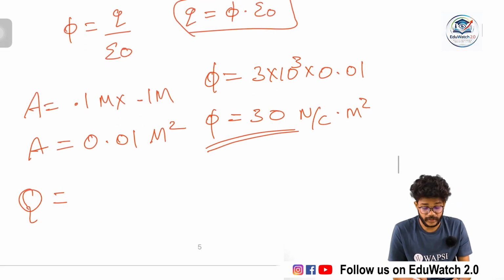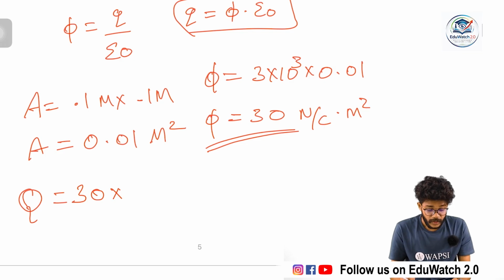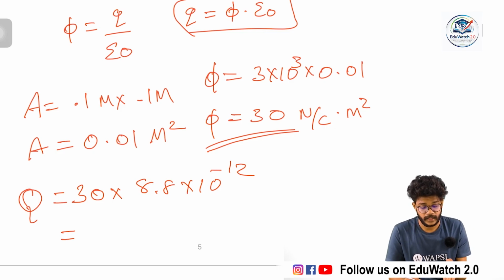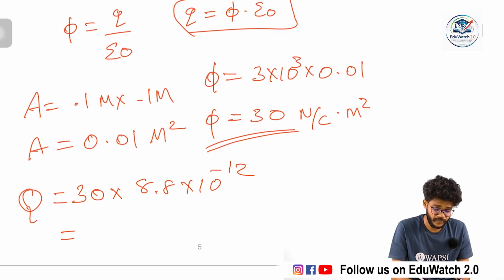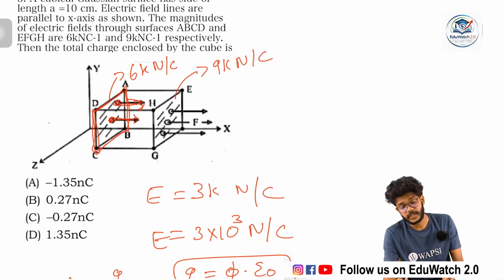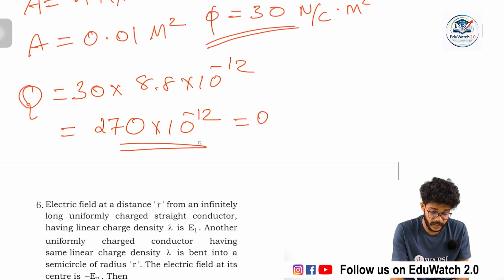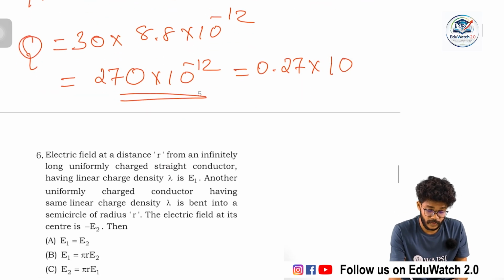Then flux is multiplied by epsilon 0. So the total charge Q is equal to 30 multiplied by the value of epsilon 0, which is approximately 8.8 × 10^-12. 3 into 8.8 is approximately 27, multiplied by 10^-12. The options are in nano coulomb, that means 10^-9, so we need to change it, which is 0.27 × 10^-9 coulomb. That is equal to 0.27 nano coulomb.